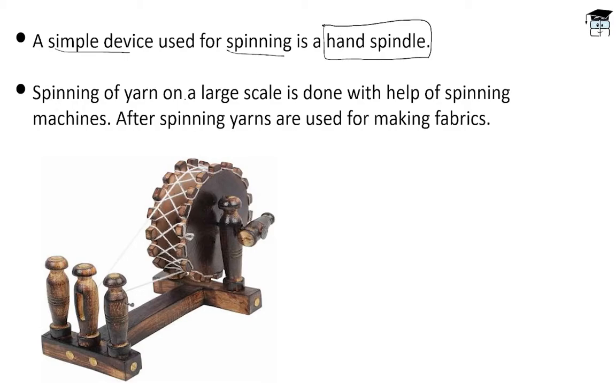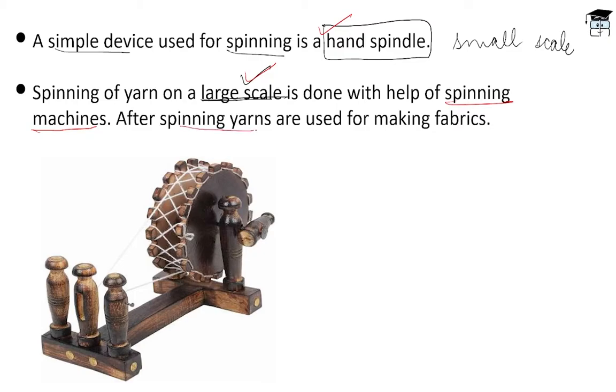Spinning of yarn on a large scale. We were talking about a small scale before, right? Now we're talking about a large scale. Spinning of yarn on a large scale is done with the help of spinning machines. So on a small scale it is done with the help of a hand spindle, and on a large scale it is done with the help of spinning machines.